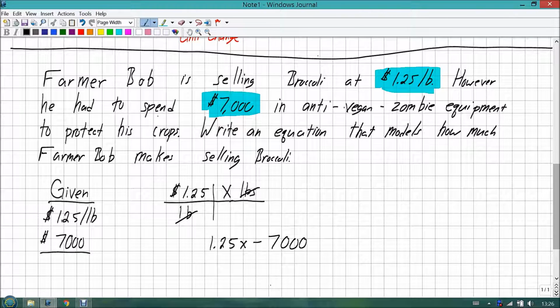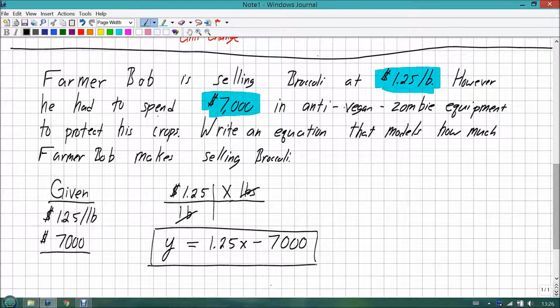So looking at this equation, I would say that the amount of money that our friend Farmer Bob makes is equal to 1.25 times the number of pounds that he sells minus 7,000. And I think that's a really good equation. I think that would definitely represent the situation that poor Farmer Bob is in. It looks like he's going to have to sell a lot of broccoli.